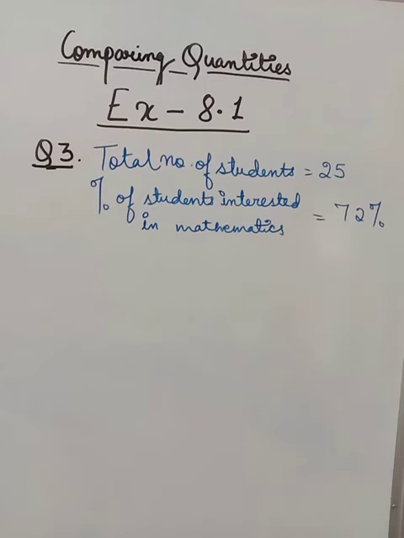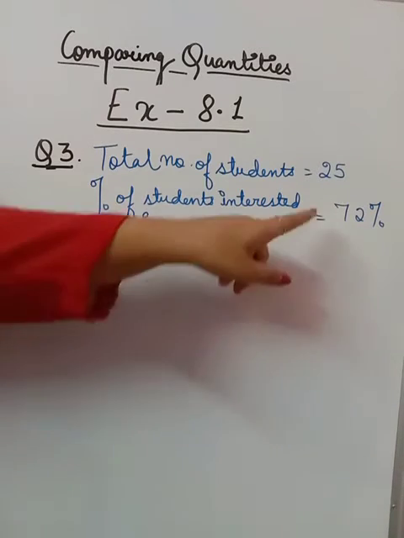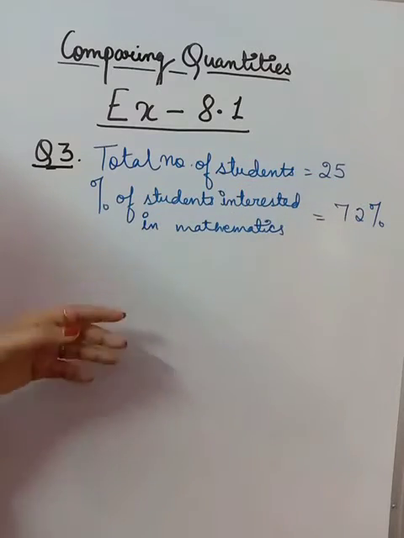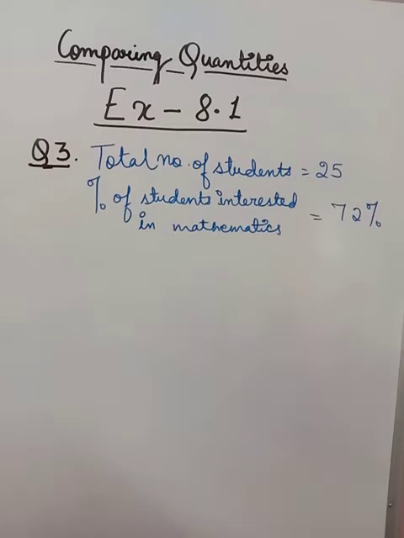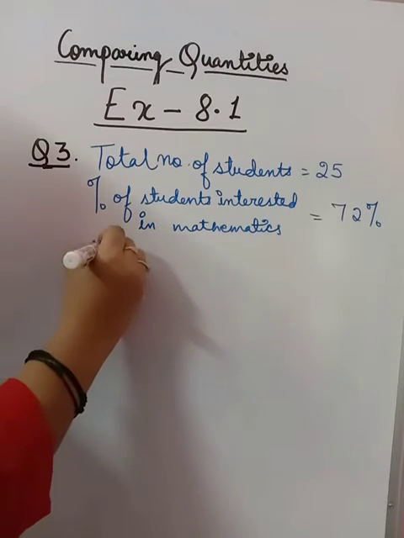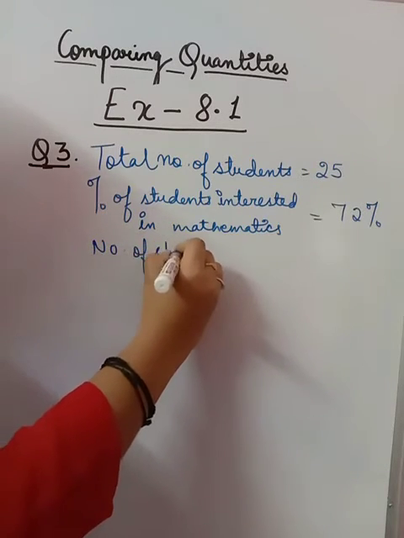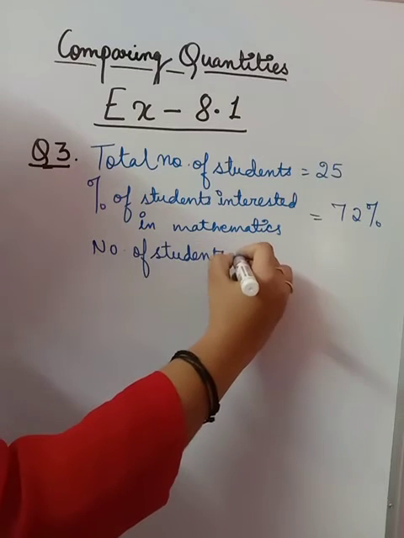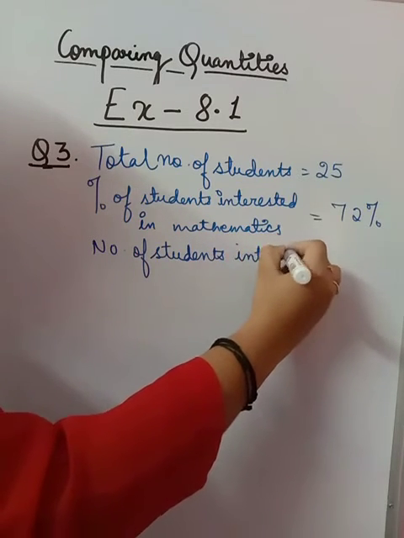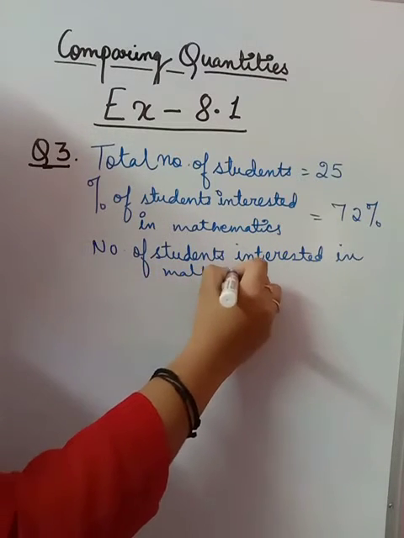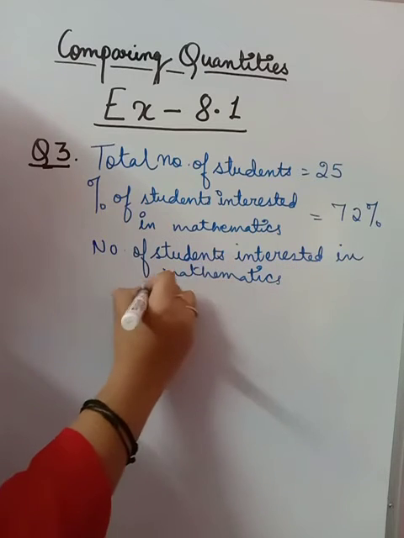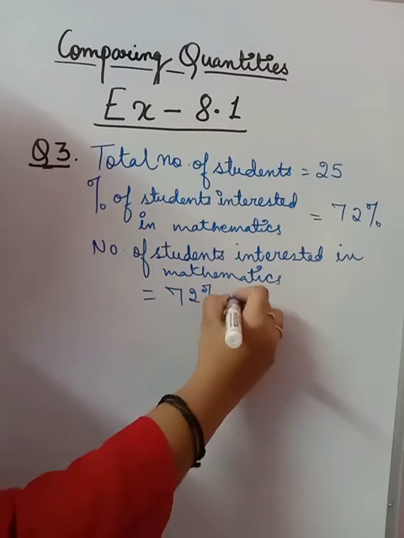In third question, it is given that the total number of students in the class or any place is 25, and out of which 72% of those students are interested in mathematics. We have to find out the number of students who are not interested in mathematics. So for finding that, we will find out the number of students interested in mathematics. So how we will do it? We will simply calculate the 72% of 25.